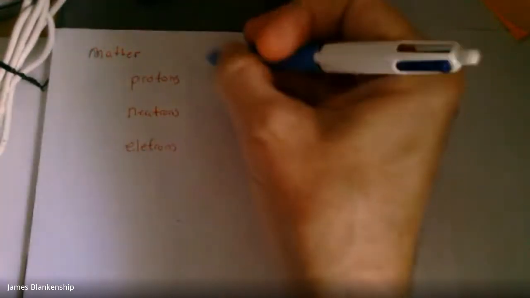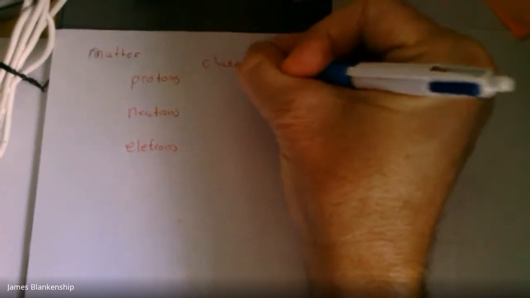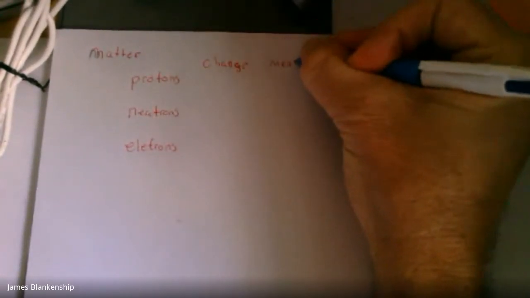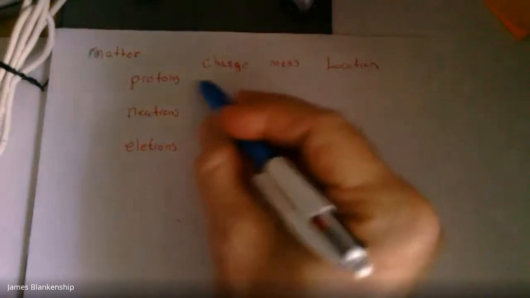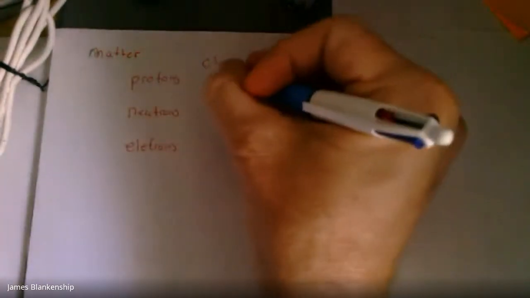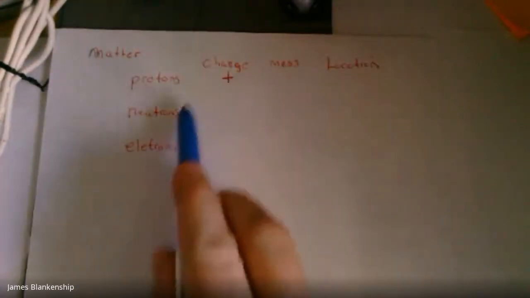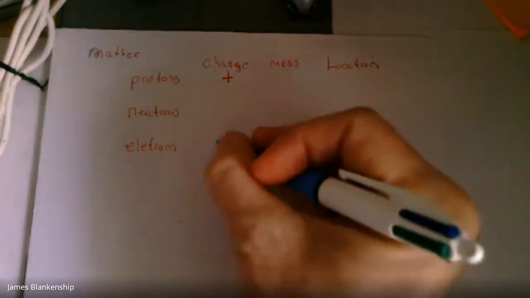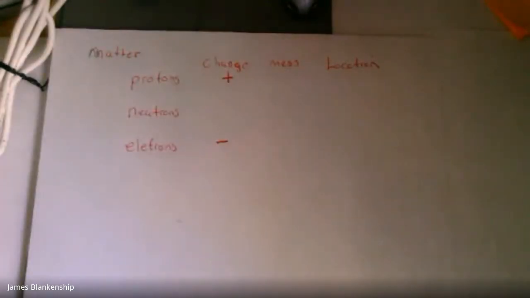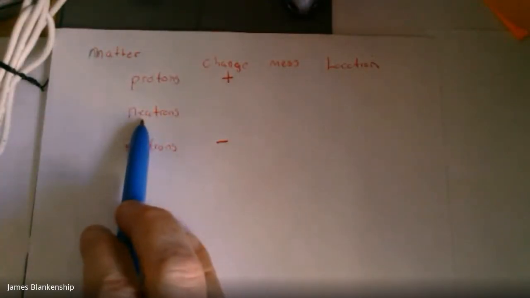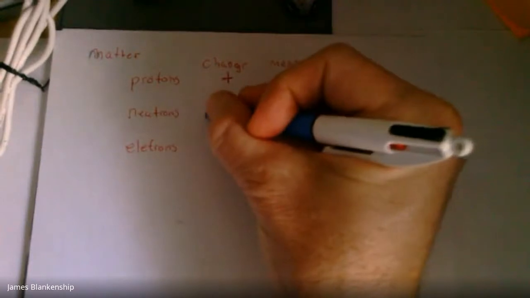Now it's important to know not only the charge of these, but also to know the mass and to know their location. So protons, thinking pro being positive, that has a positive charge. The complement to the proton is the electron, which has a negative charge, which is the exact same amount, but it is negative. Now, neutrons, as the name may give you a clue, they are neutral. They have no charge.